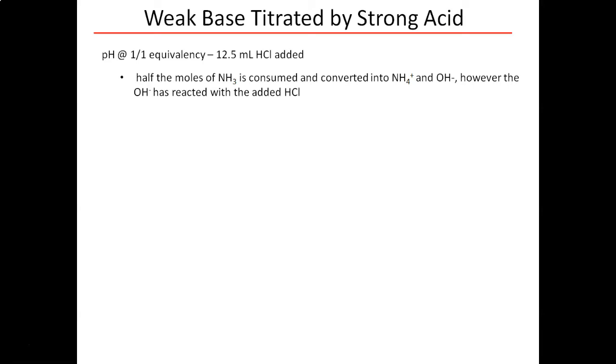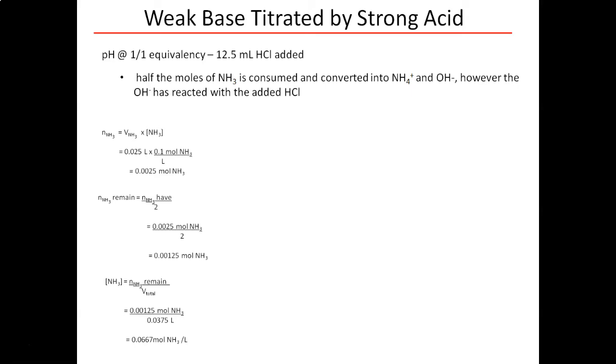Now, if we want to determine our pH at our half equivalency, when we've added 12.5 mL of our acid, we're going to assume half the moles of our ammonia have become ammonium. Again, we're going to reject any hydroxide that was produced because it will have reacted with any of the protons from the acid that was added. So I can determine my total moles of ammonia. Since half of them are consumed, I'm left with half, so I can divide that by 2.